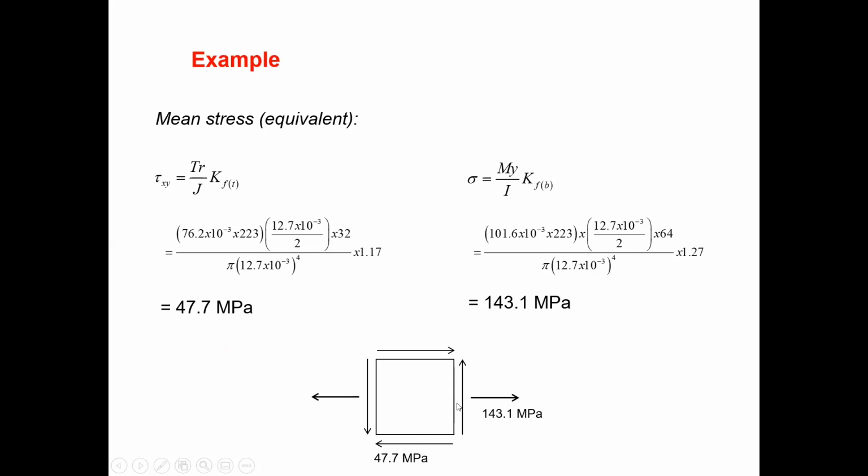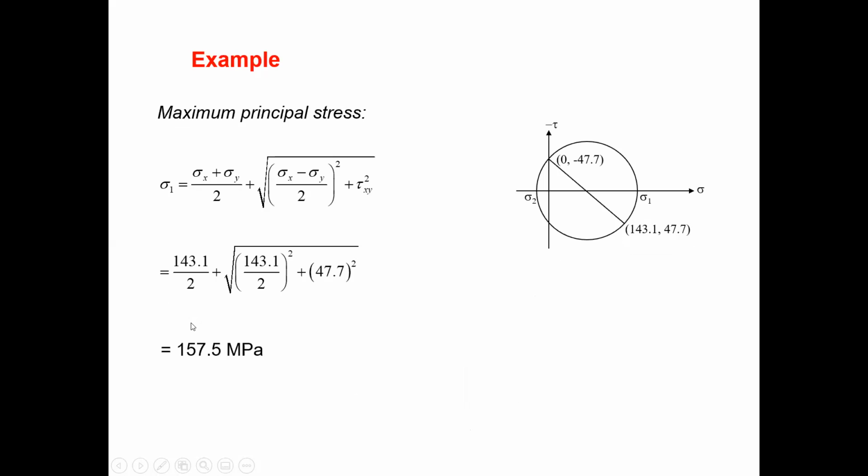Similar to the first example, this is due to the mean stress. What is the sigma x, and this is tau xy. And then use the maximum principal stress theory. You can use the equation or Mohr's circle. So you can find sigma 1 and sigma 2.